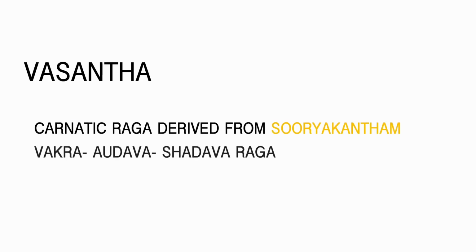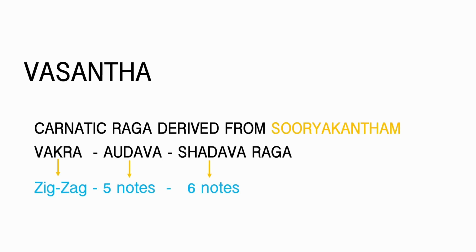Now Vasantha is a Vakra Audava Shadava raga derived from Sooryakantham. You already know what Audava means. It means 5 unique notes. Shadava means 6 unique notes. So what does the name say? It says Vakra Audava Shadava, which means the Aarohanam is Audava, but it is also Vakra. It has some zigzag happening. And the Avarohanam is Shadava, means it has 6 notes. So let's check out the Aarohanam and Avarohanam of Vasantha.